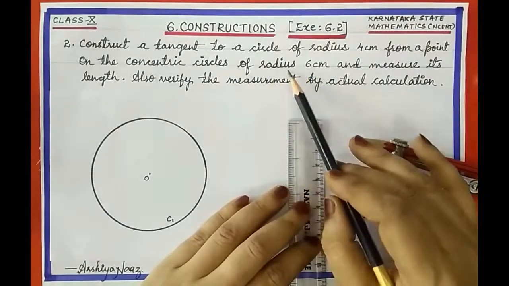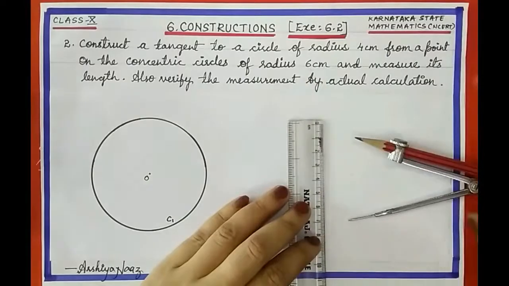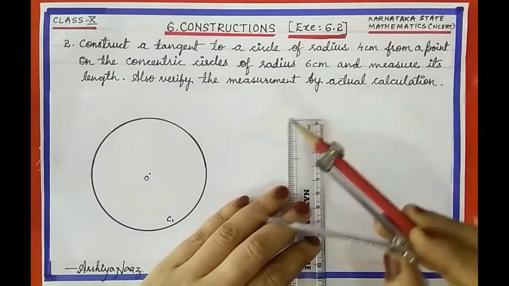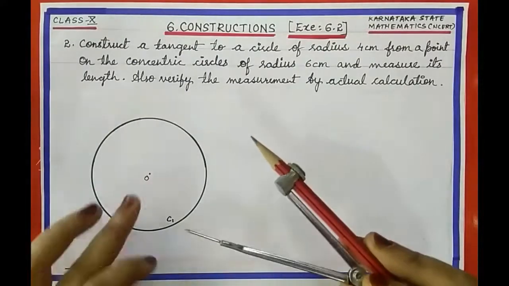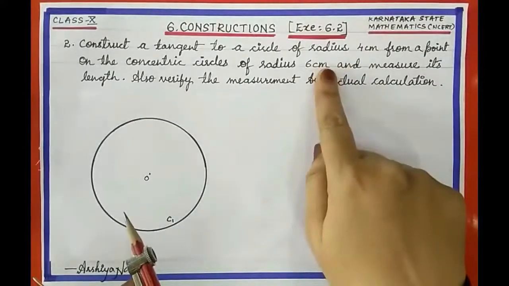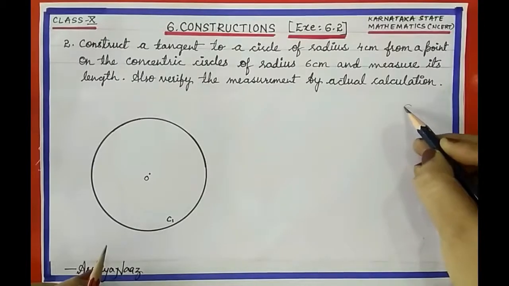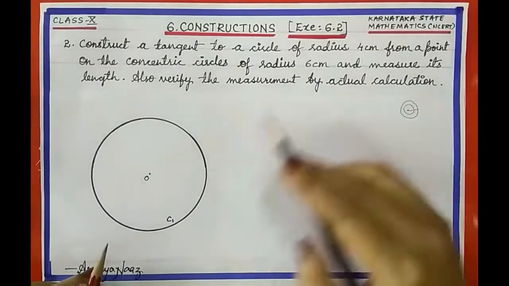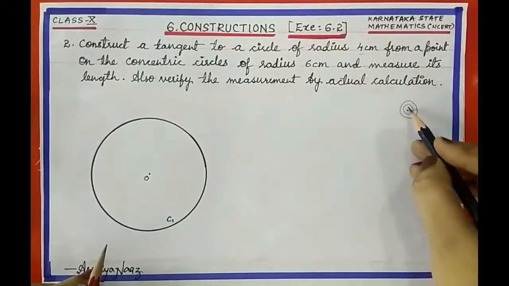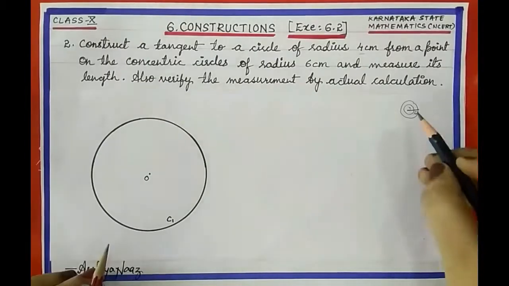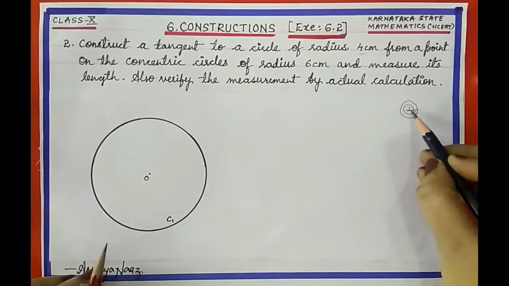Then we have to draw another circle with radius 6 cm. So adjust the compass to radius 6 cm and draw a circle with this radius. Here it's given that the two circles are concentric. Concentric means the circles whose center is the same and radius is different. Now we have already constructed a circle of radius 4 cm. Then we want another circle of radius 6 cm. These two circles are concentric circles, that is, with the same center and different radius.